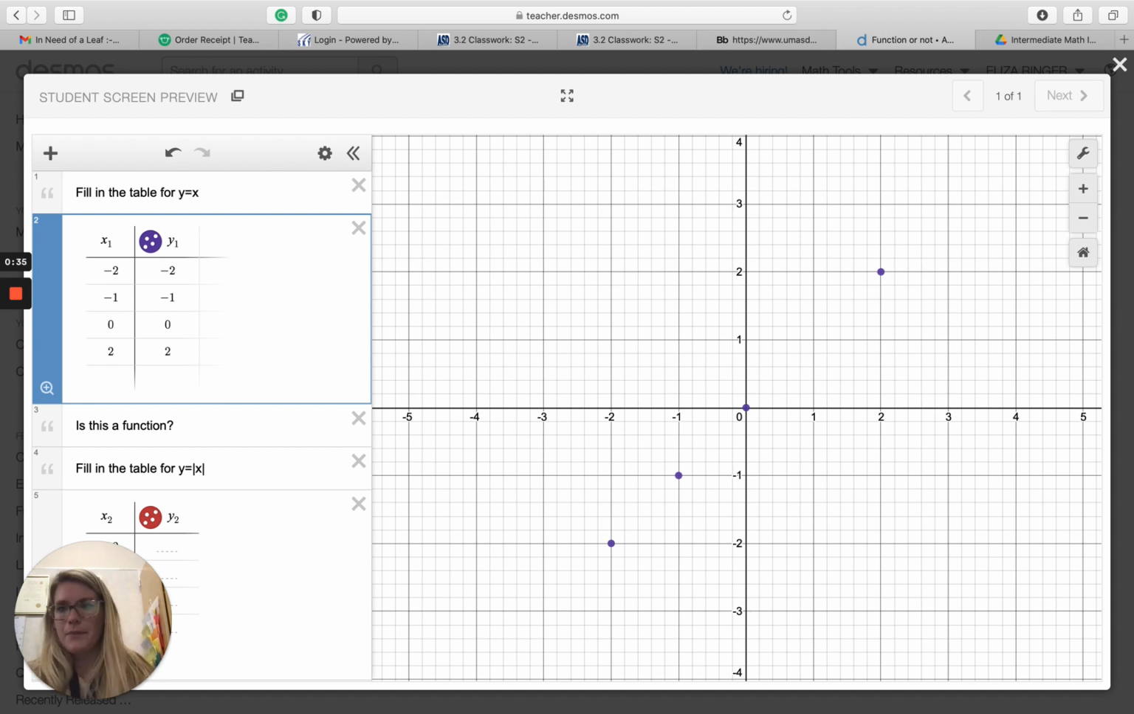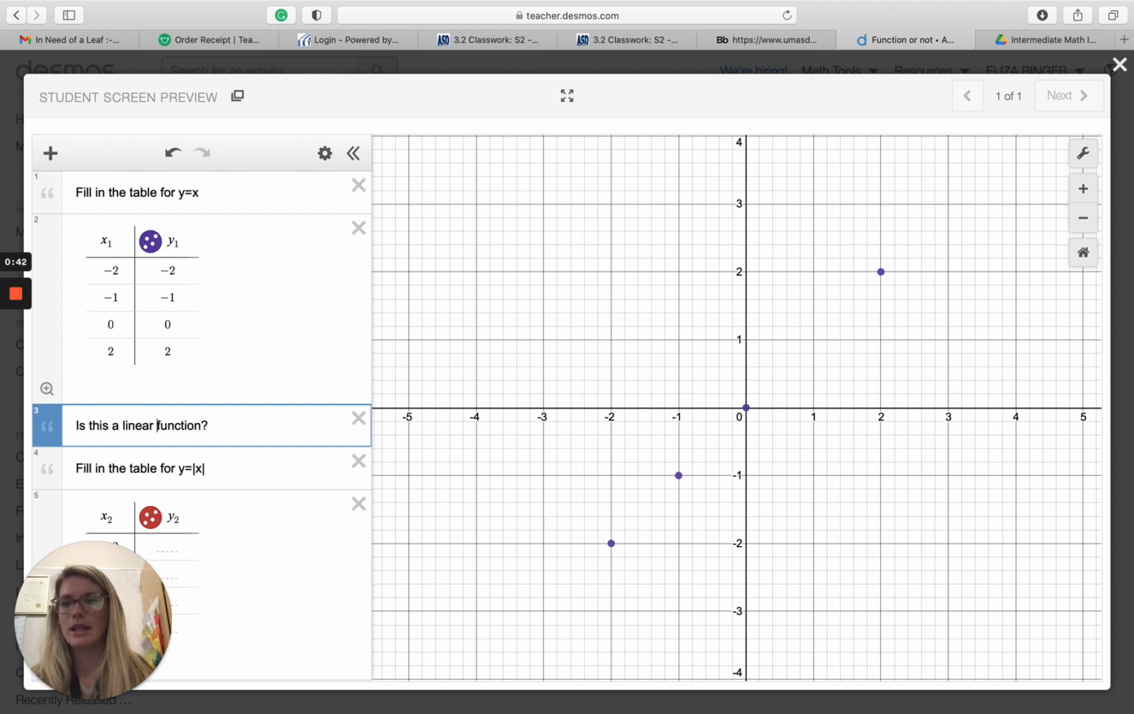So what do we think? Is this a linear function? So remember, linear functions are going to have a constant rate of change, and they're going to have a straight line. So yes, this is a straight line. It's a linear function.